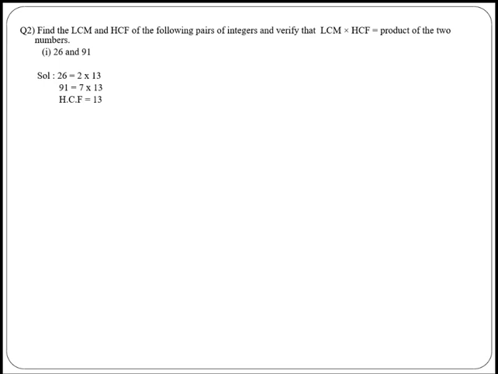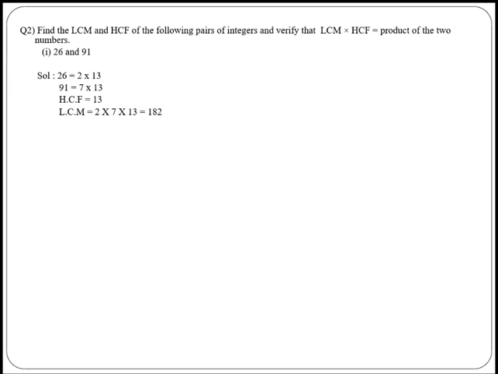So, you know how to find HCF. HCF is the number which is common in both the factorizations. So here we have 13 in both the numbers. So our highest common factor is 13. And for LCM, we will take all the numbers, and the repeating numbers we will take only once. So we have to take 2 into 7, and 13 we take one time because 13 is repeating in both the numbers. So LCM will be equal to 2 into 7 into 13, that is equal to 182. So we have found HCF and LCM of 26 and 91.